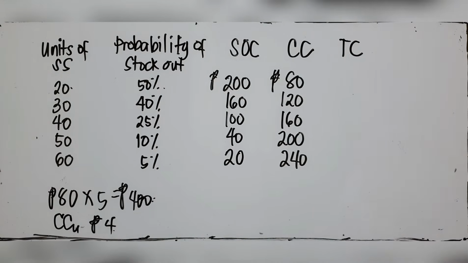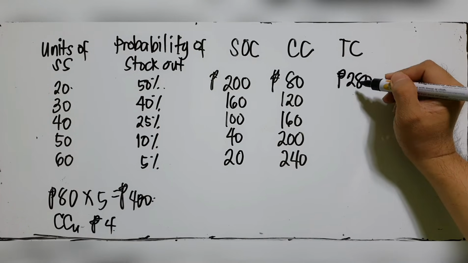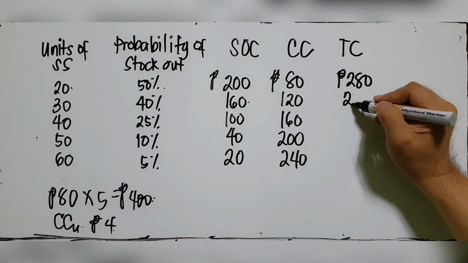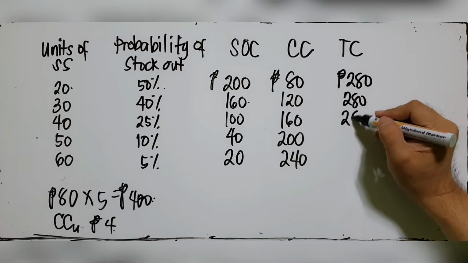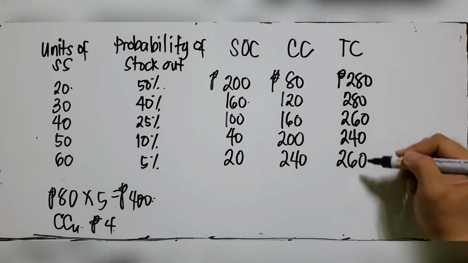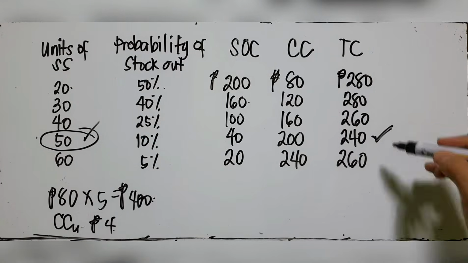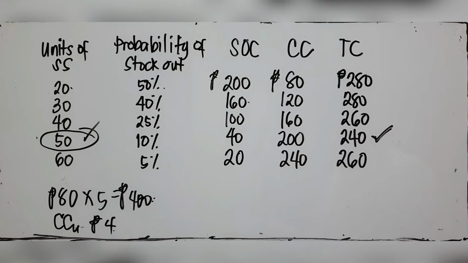So let's just compute the total cost. Kapag 20 ang safety stock, the total cost is 280. Next is 160 and 120, so parehas lang sila na 280. The next one is 260. 40 plus 200 is 240. And this is 260. And then, the lowest possible cost is at the level ng 50. So, ibig sabihin, we are going to maintain a buffer or safety stock of 50 units. Because that would give us the lowest total cost of your stock out. Okay? So that would be the last problem under inventory management.